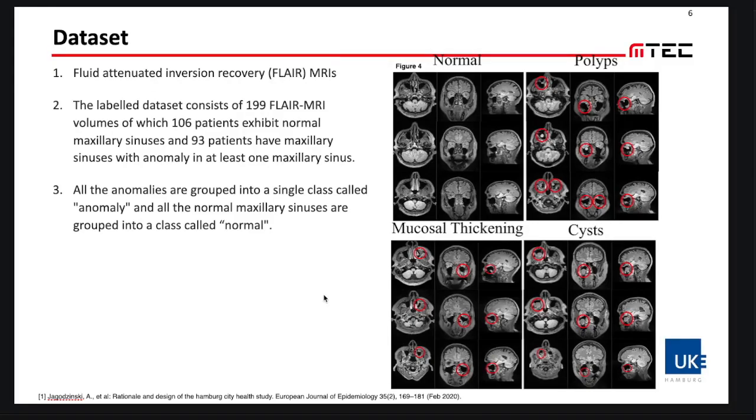Now coming to our dataset, we have FLAIR MRIs. The labeled dataset consists of 119 FLAIR MRIs, of which 106 patients have normal maxillary sinuses and 93 patients have abnormal or anomalous maxillary sinuses. All the anomalies are grouped into a single class called anomaly, and all the normal maxillary sinuses are grouped into a single class called normal.